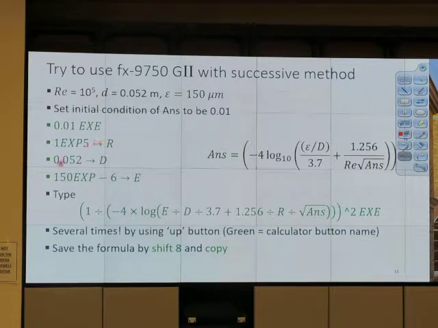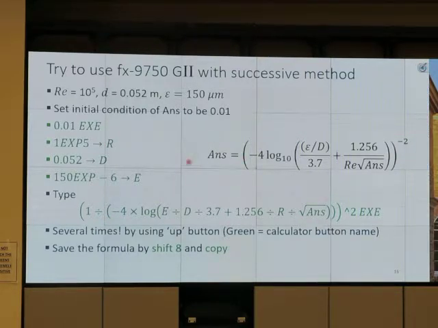Okay, 0.052, put it in D. 150 EXP minus 5, put it in E. Some calculators don't have this syntax. But what we try to do is make the equation, and then we type everything on the right hand side. Okay, let me remove that.